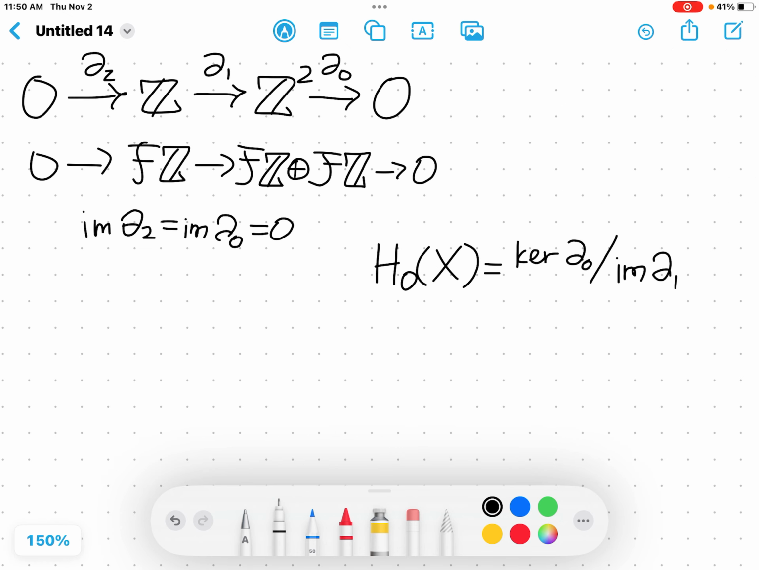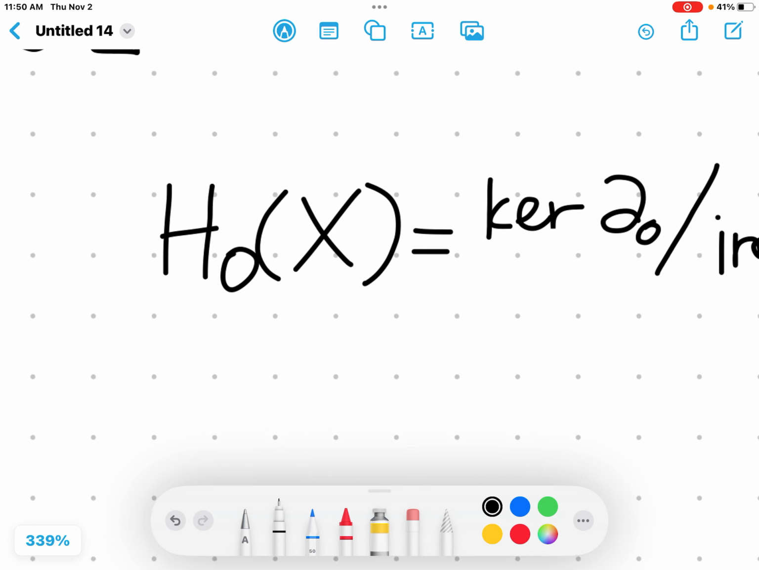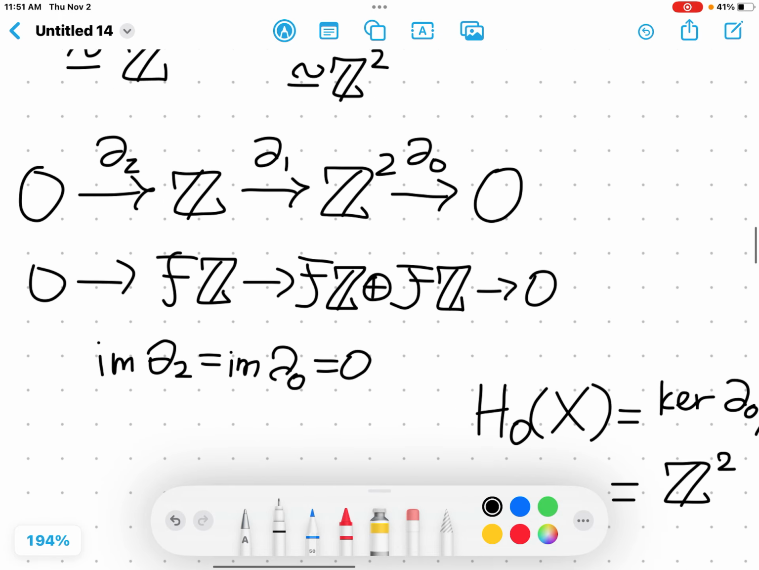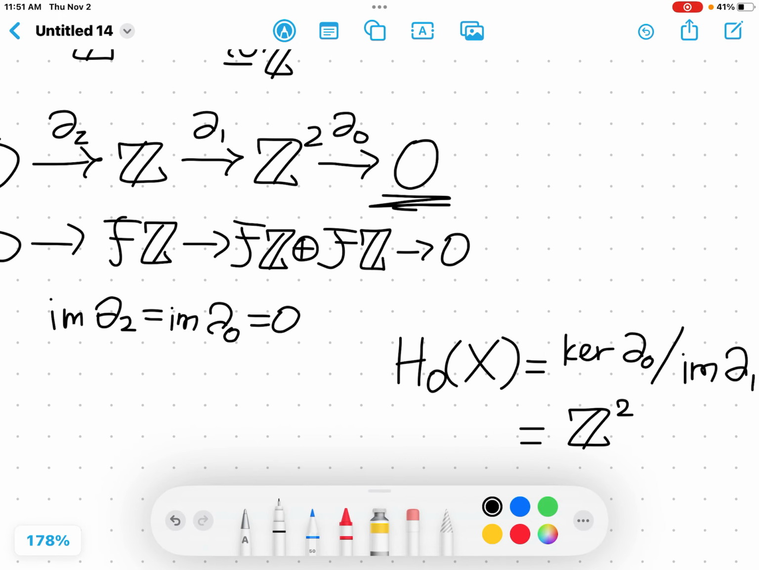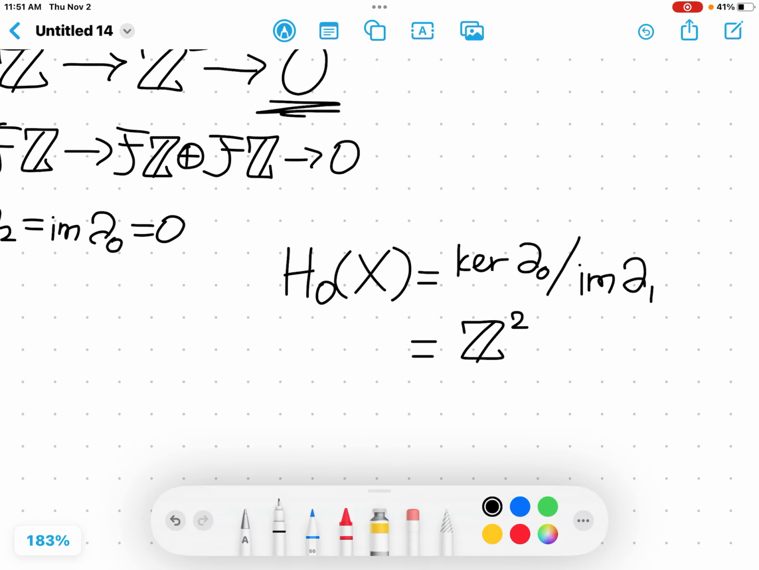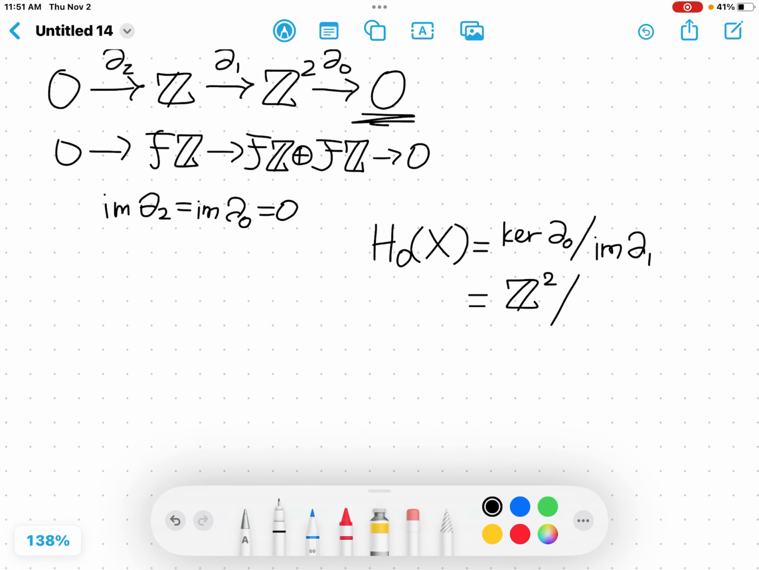All right, so let's start with del 0. So what is del 0? The kernel of del 0 is simply Z2, the entire thing that's sent. So everything in Z2 is sent to the 0 group, because notice how this is the only thing that we have here. If it's a Z1, that's a different story, right? It takes a bunch more steps to compute the kernel. But right now we know that the entire thing is sent to 0. So that's the kernel, Z2. All right, so what's the image of del 1?